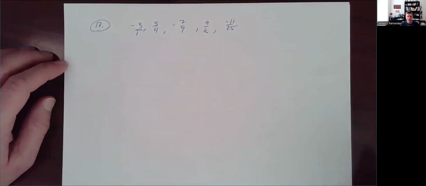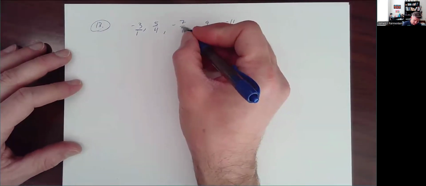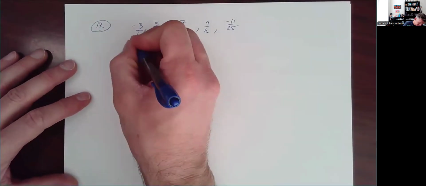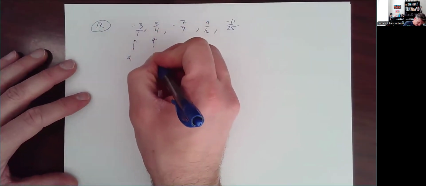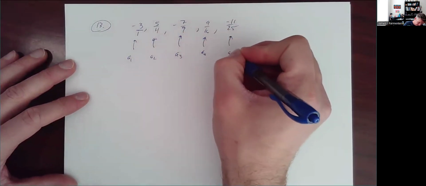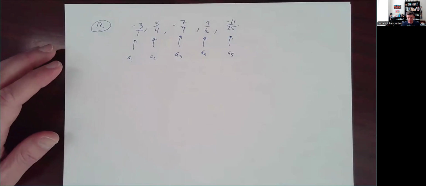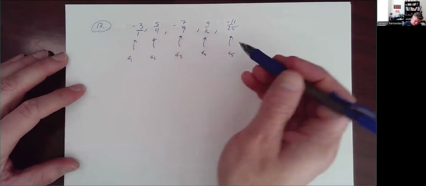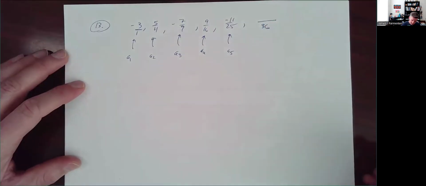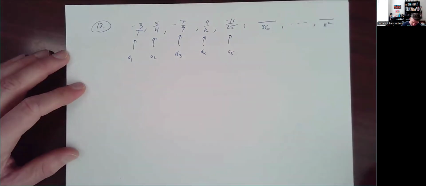So looking at this, I see three pieces to deal with. I see the denominator, I see the numerator, and I see the alternating part here. So I'm going to think about this as a sub 1, a sub 2, a sub 3, a sub 4, a sub 5. It looks like the denominator is just the square numbers. 1 squared, 2 squared, 3 squared, 4 squared, 5 squared. So the next denominator would be 36, right? That's going to be 6 squared. And the nth term would be n squared.